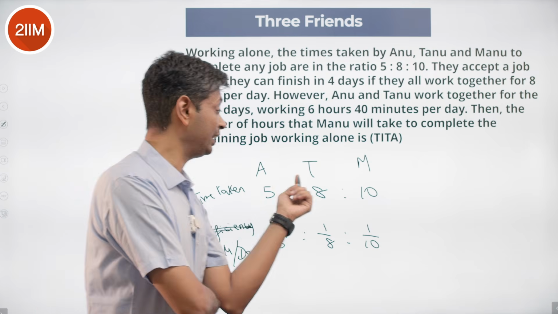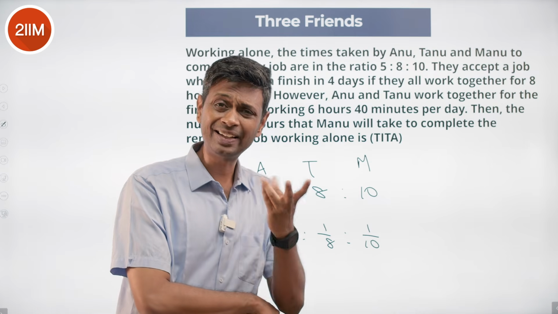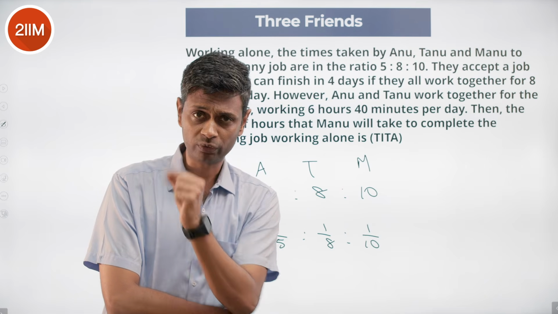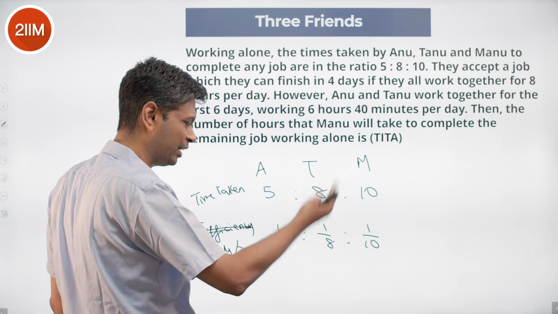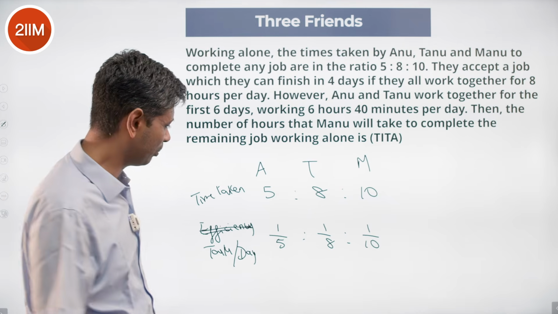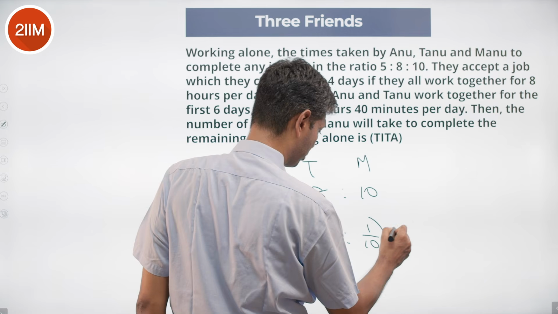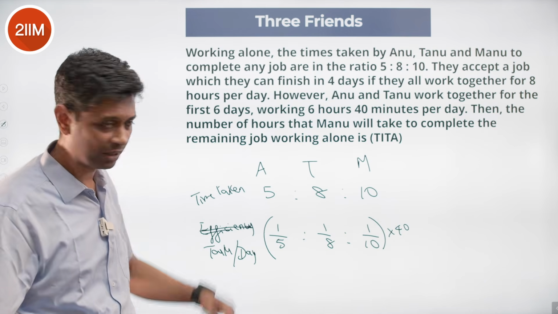So if you take 5 days, 8 days, 10 days, then in 1 day you finish 1/5, 1/8, 1/10. This is what you get done in 1 day, 1 unit of time. Lovely. So 1 by 5 is to 1 by 8 is to 1 by 10. LCM of 5 and 8 is 40. It's a multiple of 10 also. So I'm going to take this ratio and multiply by 40. Why am I doing that? I really like dealing with integers, not with this 1 by 5 business.